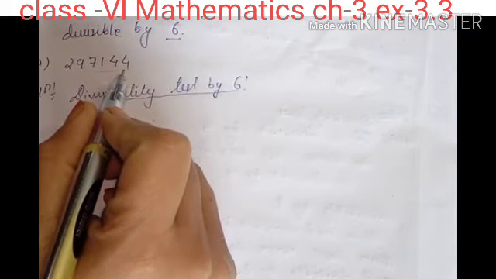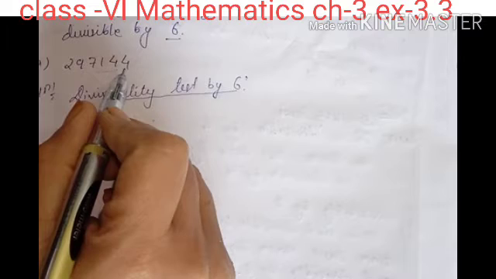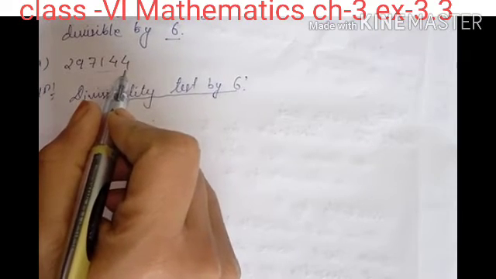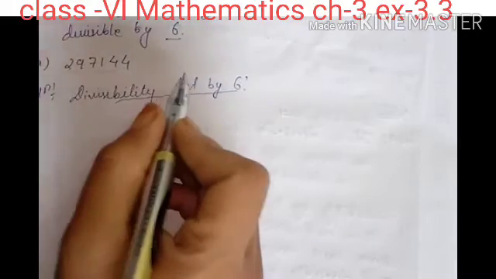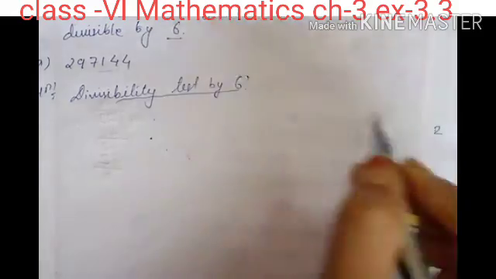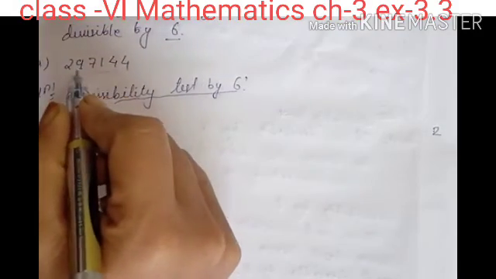So what is the last digit here? The last digit is 4. 4 is an even number. We know that if the last digit is even or 0, then the number is divisible by 2. So this number is divisible by 2. This is already done. Now for 3, what you will do? You will add all the digits.